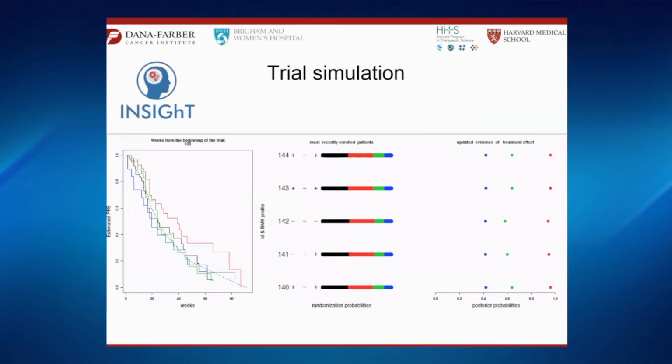And for every patient that comes through, this is their biomarker profile, positive, negative, positive. The trial's over now in this simulation, but these are the randomization probabilities. So the control we held constant, and the best performing arm is the red arm, because that one's the best. The green and the blue have pretty much dropped out from accruing any more patients because they're not doing so well.